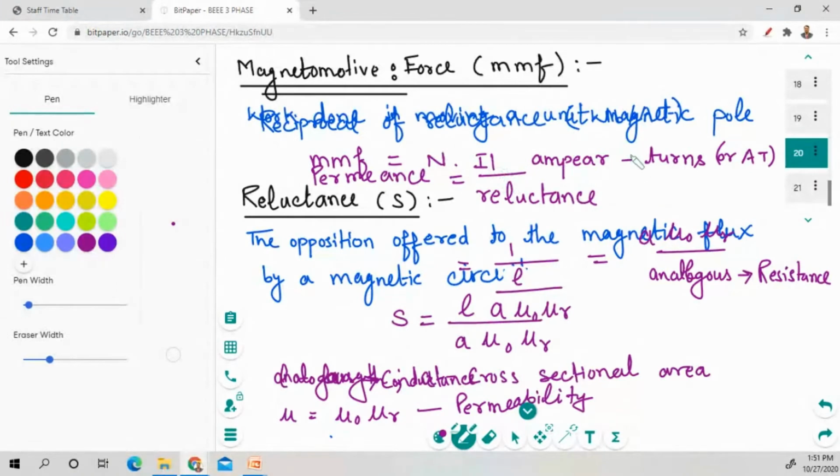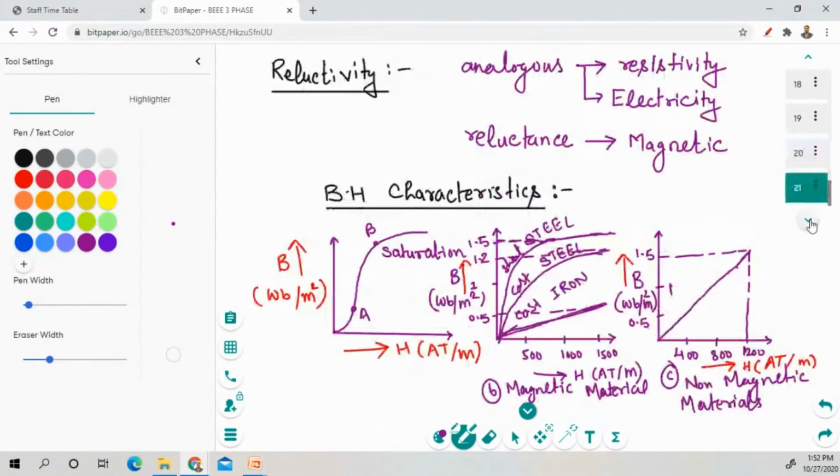Okay, so next we have studied reluctance. It is similar to resistance. When we consider the opposition offered to magnetic flux by a magnetic circuit, it is called reluctance. Then we have studied reluctivity. It is analogous to resistivity. Reluctance is analogous in the magnetic circuit. In electricity we use resistivity, and in a magnetic circuit, we use reluctance.